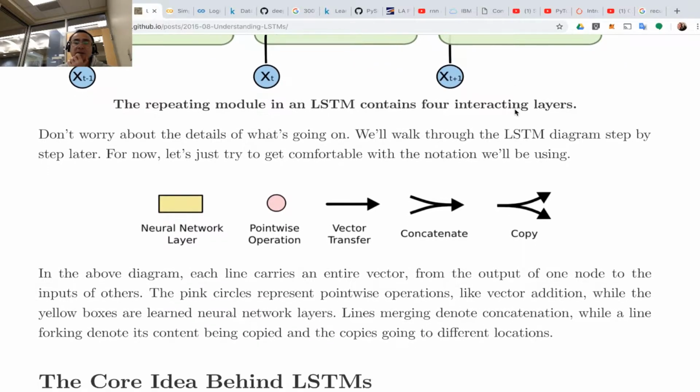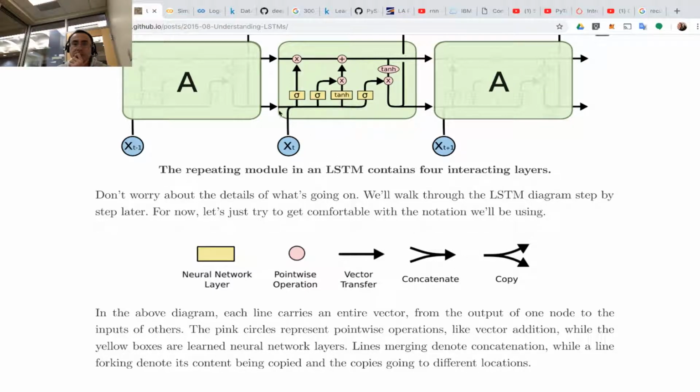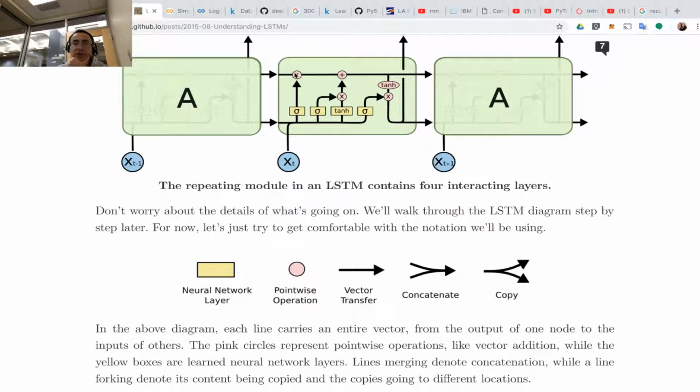Okay, in the above diagram, each line carries an entire vector from the output of one node to the inputs of others. The pink circle represents pointwise operation. So this is pointwise, or you can say element-wise operation, right? Like vector addition, while the yellow boxes, this guy, are learned neural network layers. So this is where the learning happens.